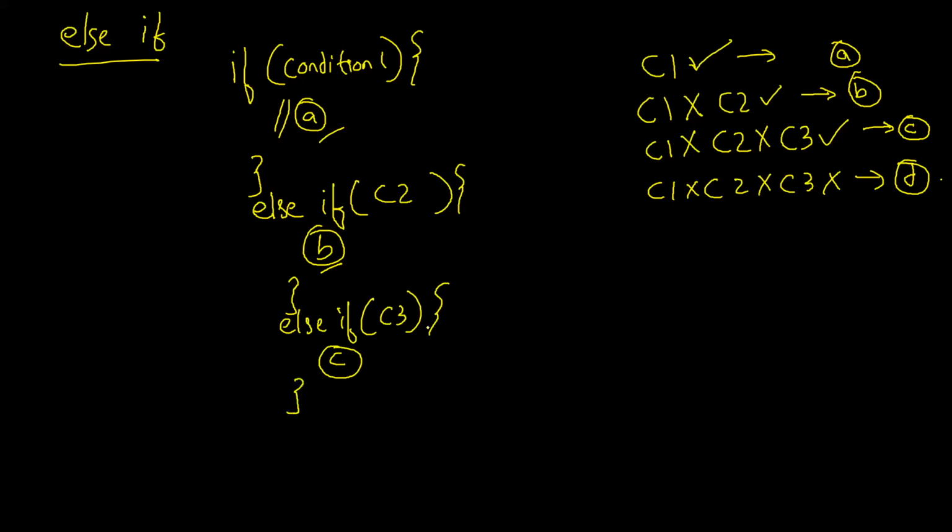So if nothing is true, then you'll have an else statement at the end. It's an optional thing, you can put it or you don't have to put it as well. The most important thing is that only one of the code blocks will be run. Only one of the code blocks will be run.